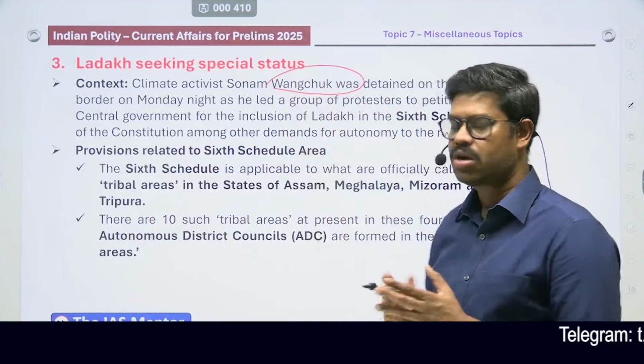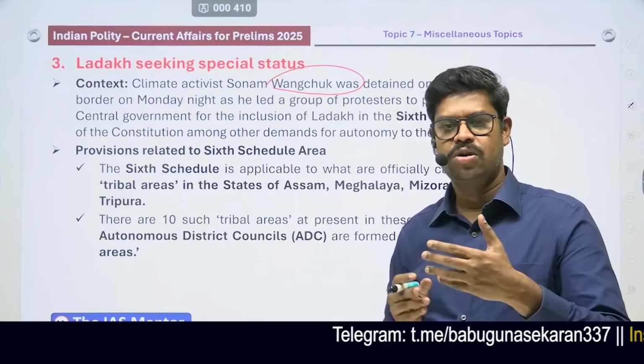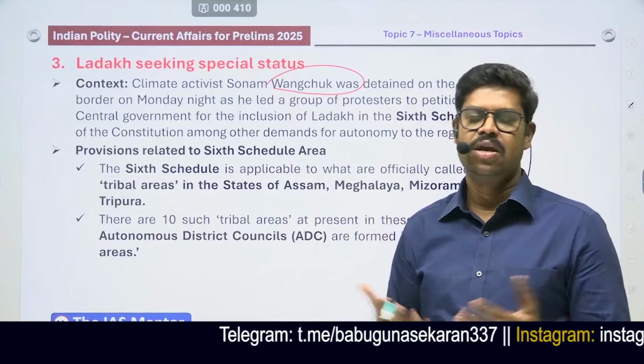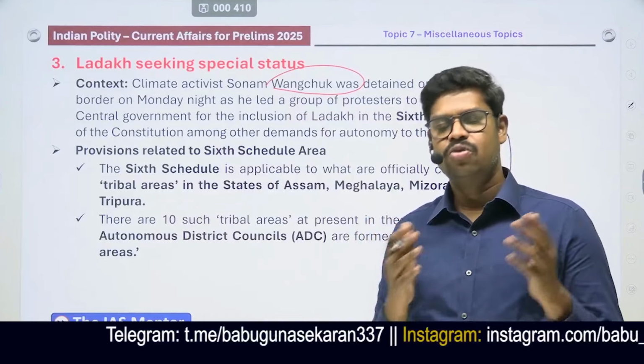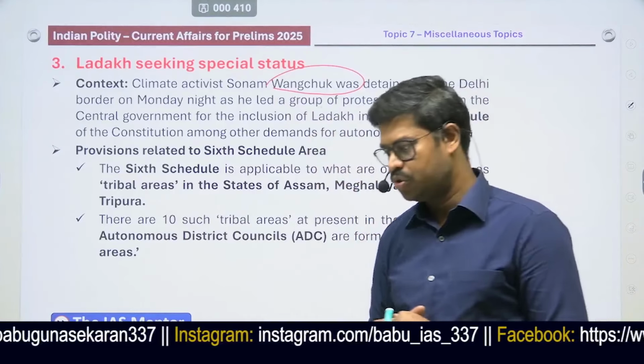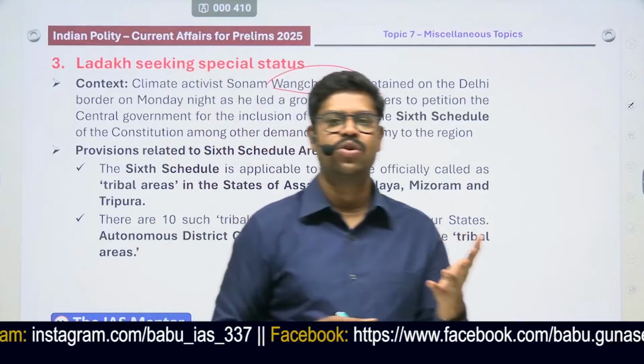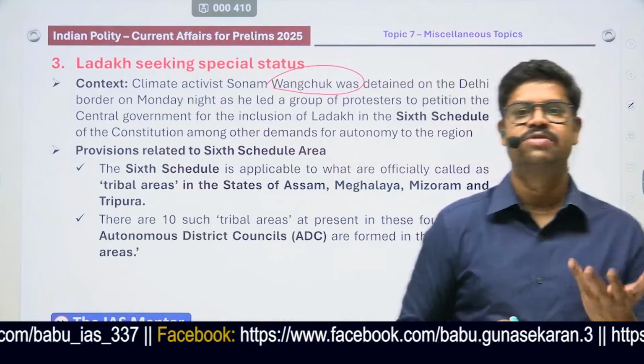However, recently there was a protest spearheaded by Wangchuk, who is an activist in Ladakh, and he himself marched towards Delhi. He wanted to seek special status along with the people of Ladakh, for the Union Territory of Ladakh to be protected under the 6th Schedule of the Constitution. Now, why do they seek protection under the 6th Schedule? What is the importance of the 6th Schedule?